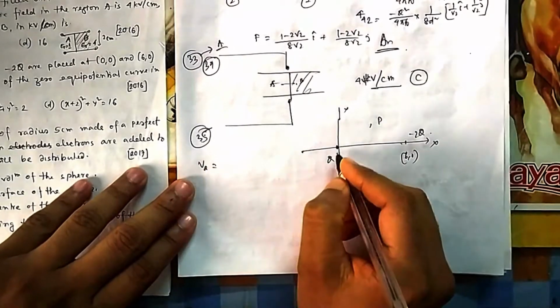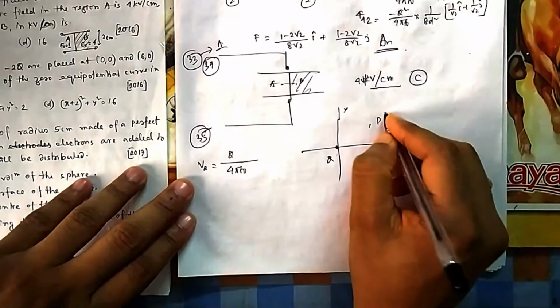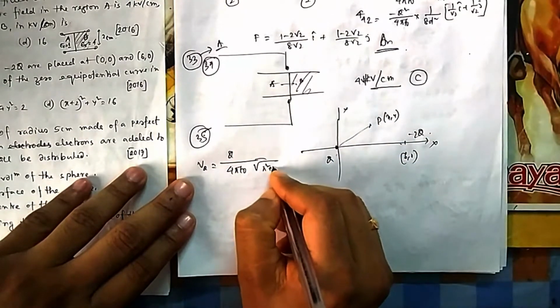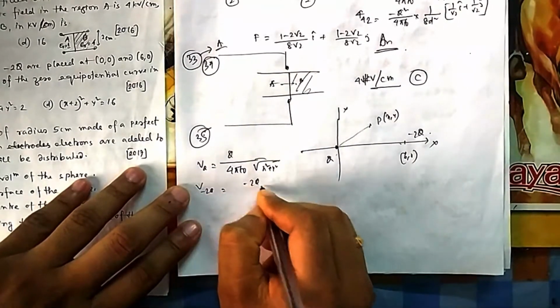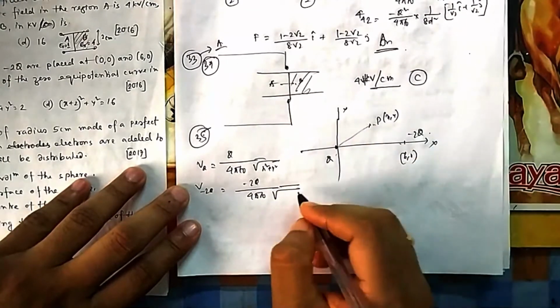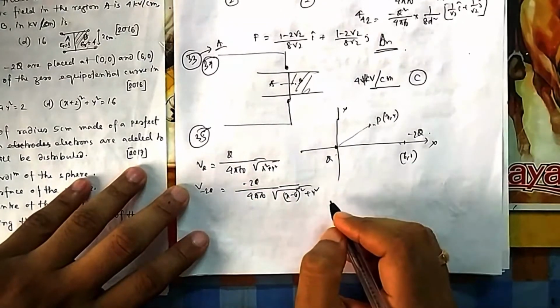So the voltage due to this charge Q at the point P will be equal to Q by 4 pi epsilon 0. Let this point be x, y. So the distance is under root x square plus y square. And the voltage due to minus 2Q is equal to minus 2Q by 4 pi epsilon naught under root of x minus 6 whole square plus y square. Now the summation of these two should be equal to 0.